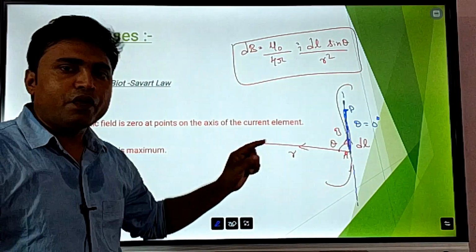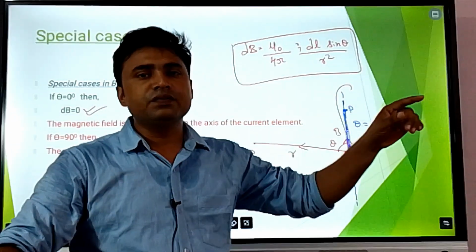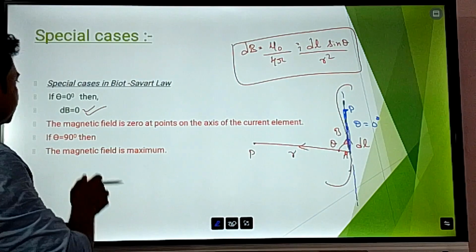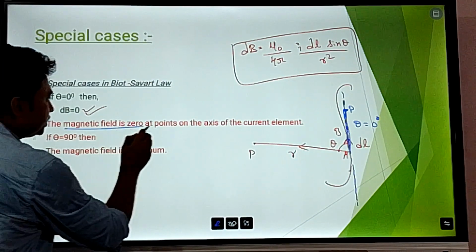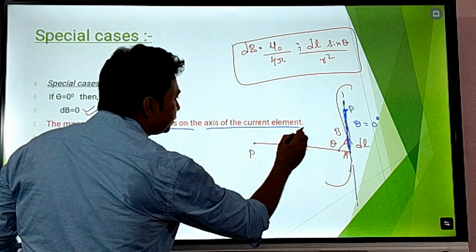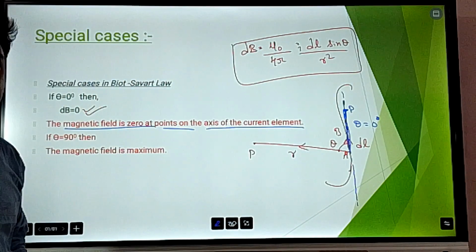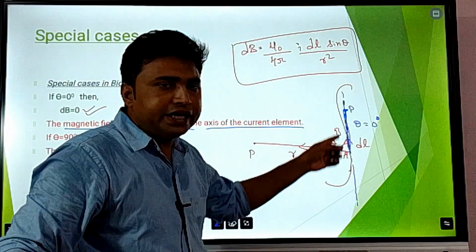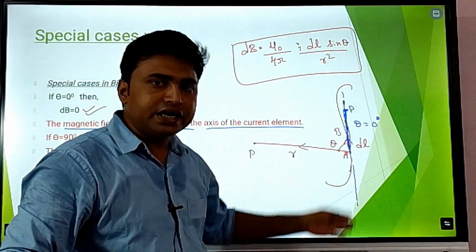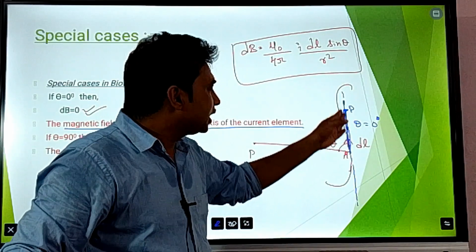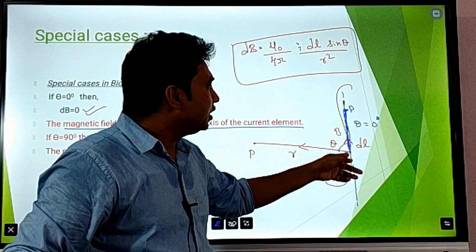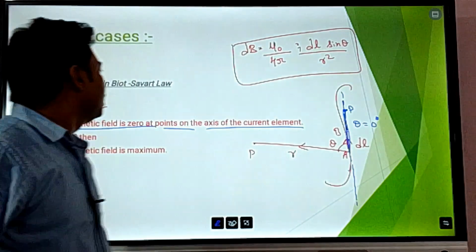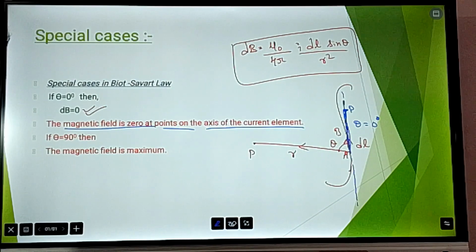It means if the point P lies on the axis of the current element, then the magnetic field will be 0. So that is what I have written. The magnetic field is 0 at a point on the axis of the current element. The axis of the current element means a straight line containing the dl, a straight line drawn through the portion of the dl. That is known as the axis of the current element.